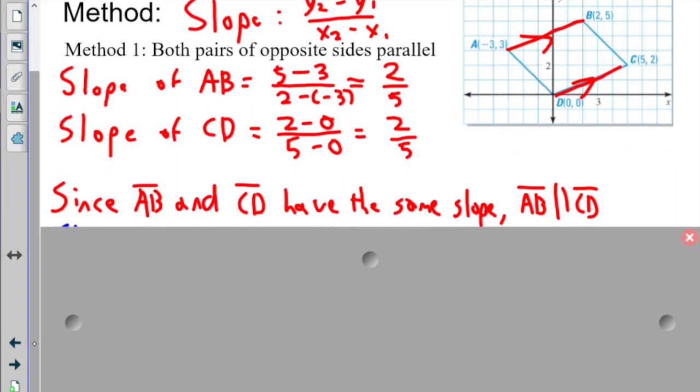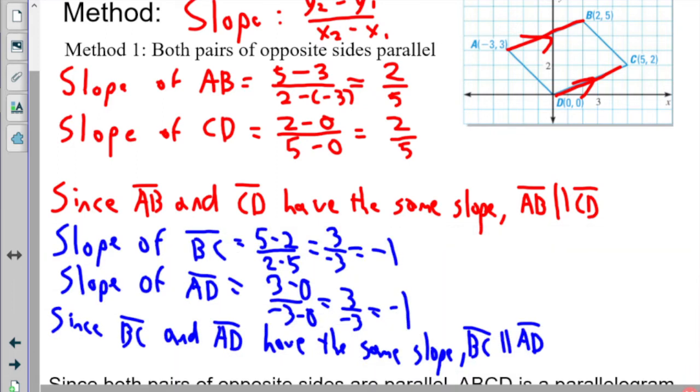And here comes your answer. Hopefully you got them both being -1, -3 over 3. Which means that B to C and A to D have to be parallel because they have the same slope. And since I had both pairs of opposite sides being parallel, that means that my shape is a parallelogram. So that's our first method, using the fact that parallel lines have the same slope to get my definition of a parallelogram.